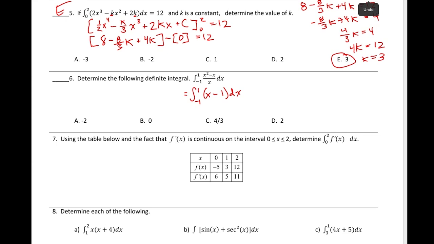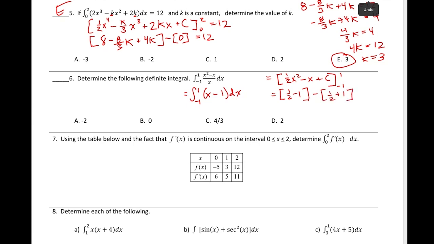So this is going to equal the antiderivative, which is 1/2 x squared minus x plus c from negative 1 to 1. If I substitute in 1 here, I'm going to get 1/2 minus 1. And again, the c's cancel out, so I'm not even going to bother writing it. Minus 1/2 plus 1.